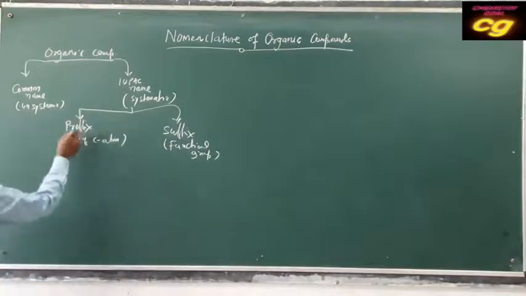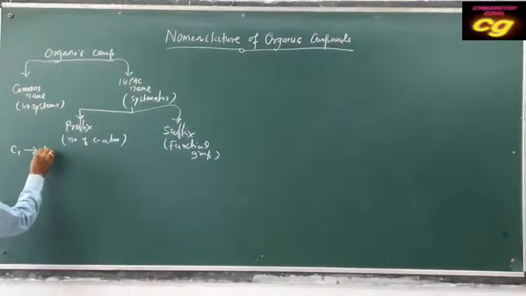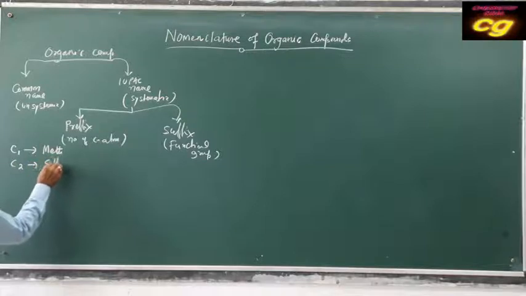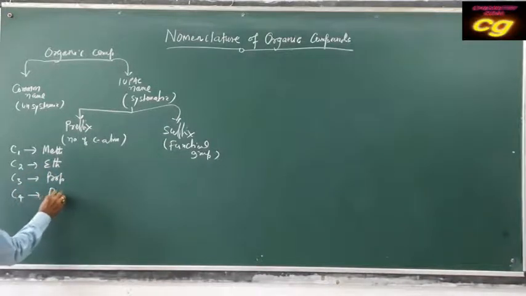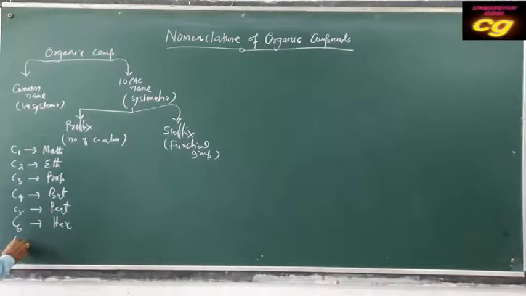If it has one carbon, the prefix is meth. One carbon means we start the naming with meth. If there are two carbons, the prefix is eth. Three carbons, that is prop. Four carbons, that is but. Five carbons, that is pent. Six carbons, that is hex. Seven carbons, that is hept.